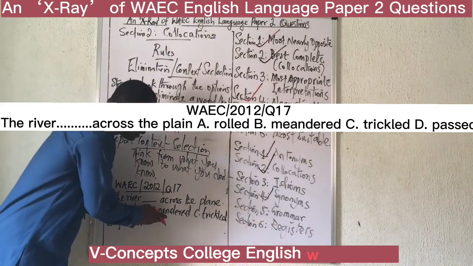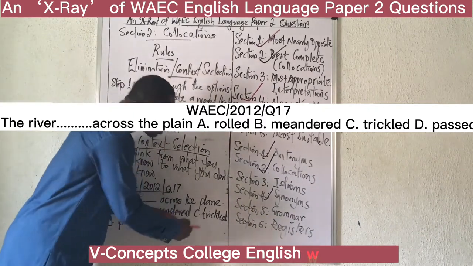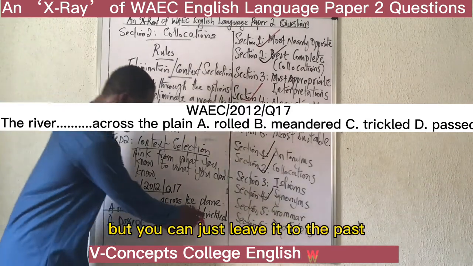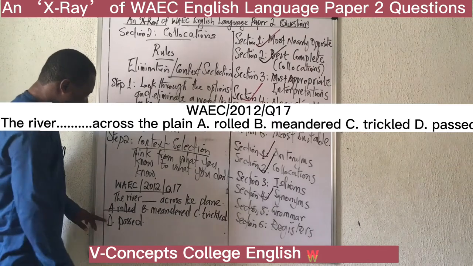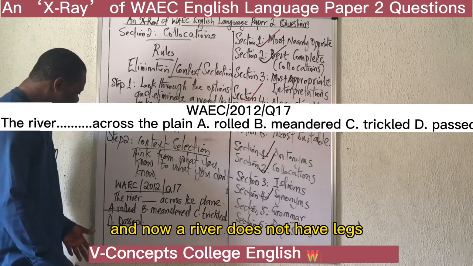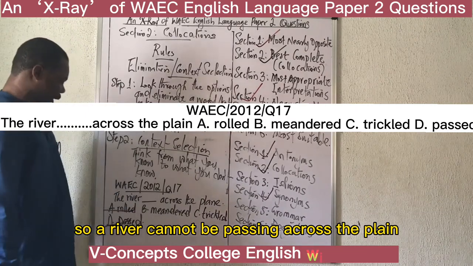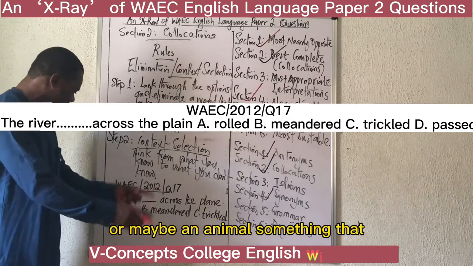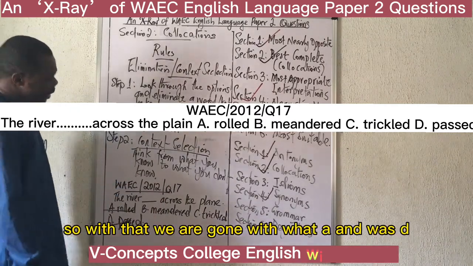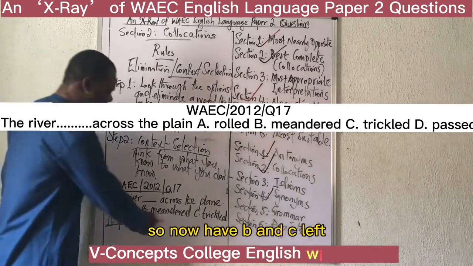The river meandered. Oh man, I don't understand the meaning of meander, so just leave that one. What about the river trickled? You may not understand the meaning of trickled ordinarily, but you can just leave it too. D. Passed. How can a river pass? You can only pass with legs, and a river does not have legs. So a river cannot be passing across the plain. It's only a human being that can pass, or maybe an animal, or a car too, because those things have legs. So with that, we are gone with A and D. We now have B and C left.